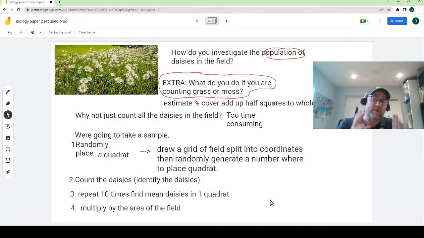Now, if you're counting something really small like grass, moss, lichen, which is the stuff that grows on trees or on rocks, then you're going to estimate percentage cover. Okay, and they may even give you a set of squares and ask you to estimate the percentage cover in a separate question. Right, let's actually give you the calculation, because the calculation can be a little bit tricky.